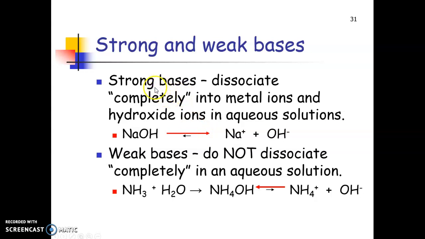Alright, so strong bases dissociate. They are ionic compounds. They dissociate completely into metal ions and hydroxide ions in aqueous solution. That means when you dissolve them in water. So like when you drop some sodium hydroxide into solution, the sodium and the hydroxide ions separate completely. Weak bases, on the other hand, don't completely dissociate in solution. For example, the ammonium hydroxide, when you put it in solution, it forms some NH4+ and some OH-, but most of it stays together as NH4OH.